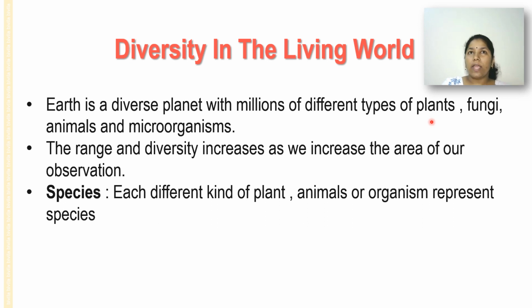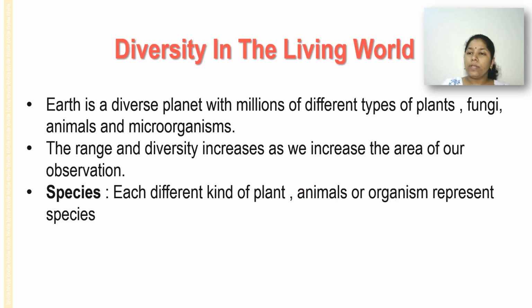This range and diversity, range meaning the number and diversity meaning the types, increases as we try to increase the area of our observation. If you go and observe a new area, we can find wide varieties of organisms there also. And you know that each different kind of plant, animal or organism represents a species. What is a species? Each different kind of plant, animal or organism represents a species.